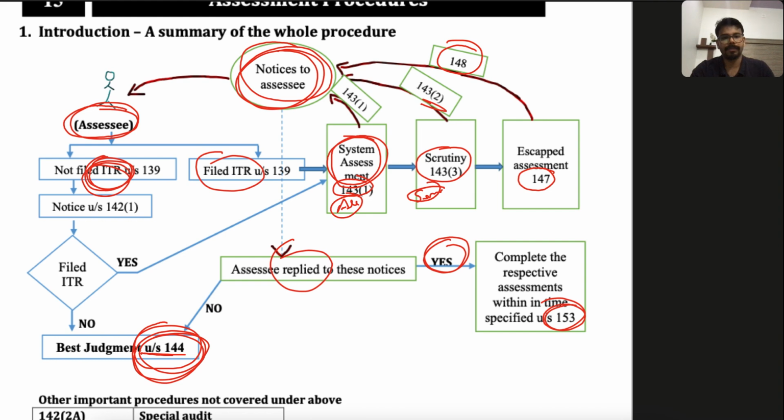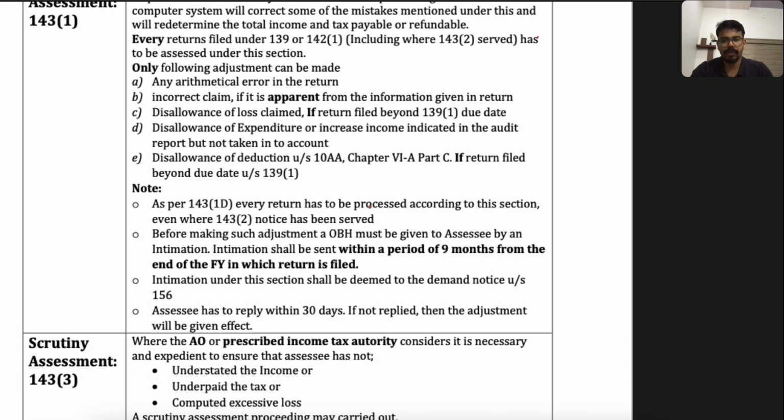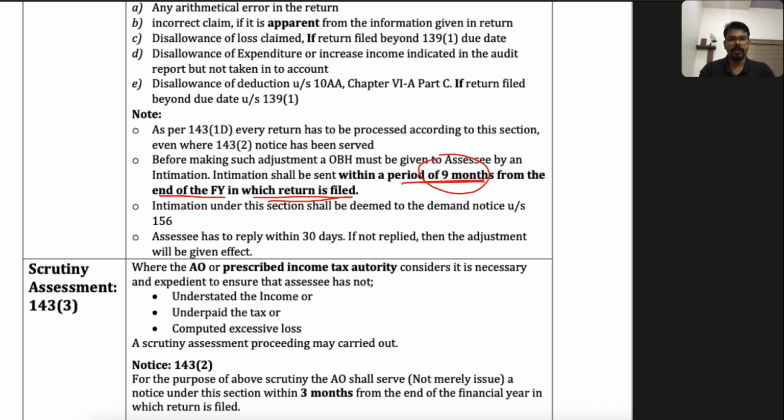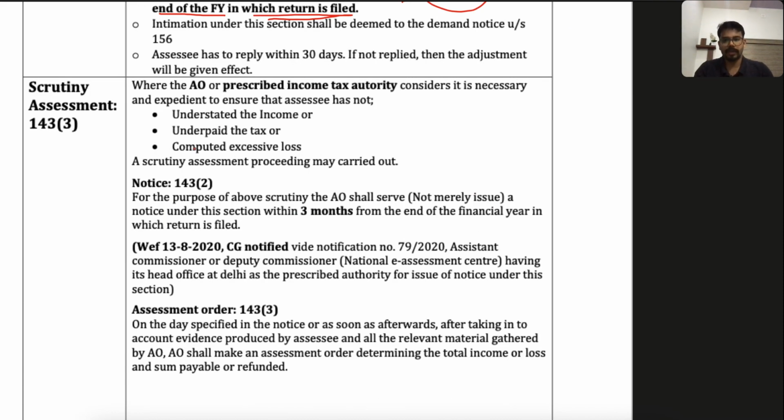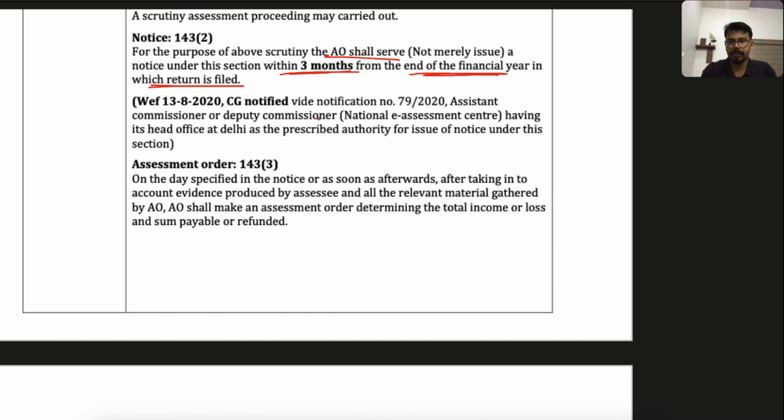Now in 143(1), you might be aware of this because this is not the latest amendment. 143(1) intimation shall be sent within a period of 9 months from the end of the financial year in which the return is filed. So 9 months, you have to understand. Another one is 143(2), that is scrutiny assessment. They have to serve the notices within 3 months from the end of the financial year in which the return is filed, okay. And there is a small amendment in 143(3).